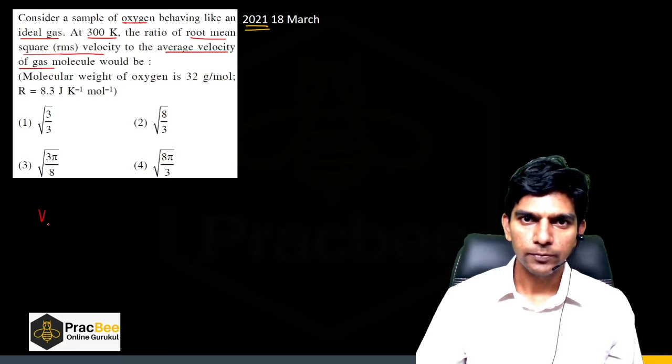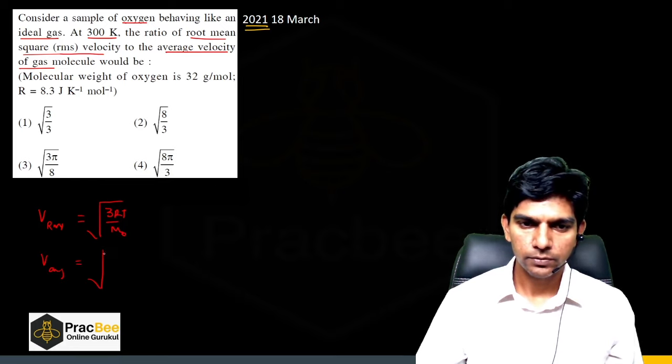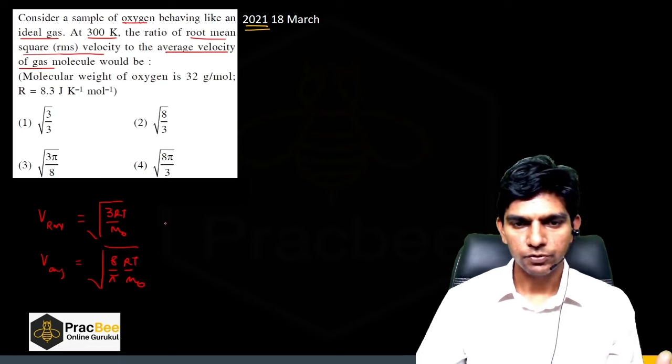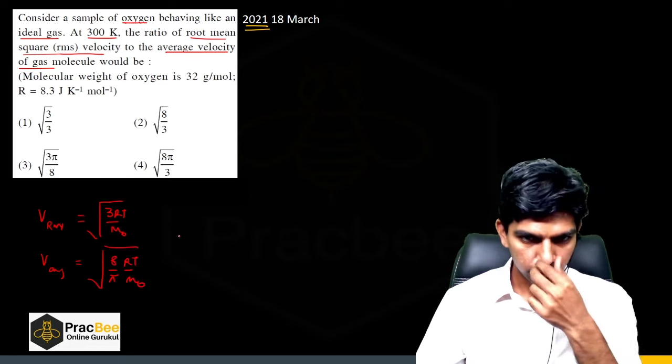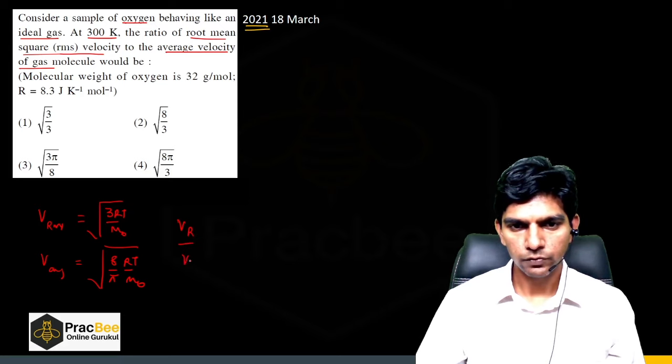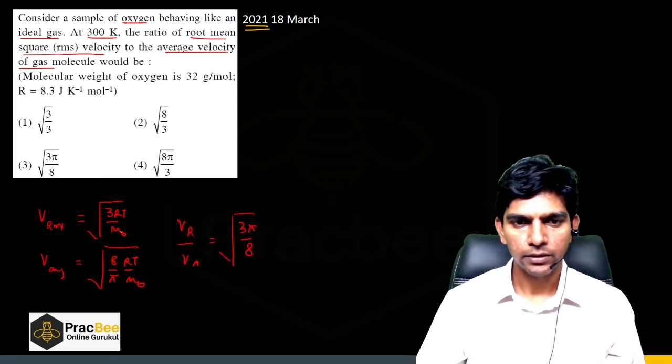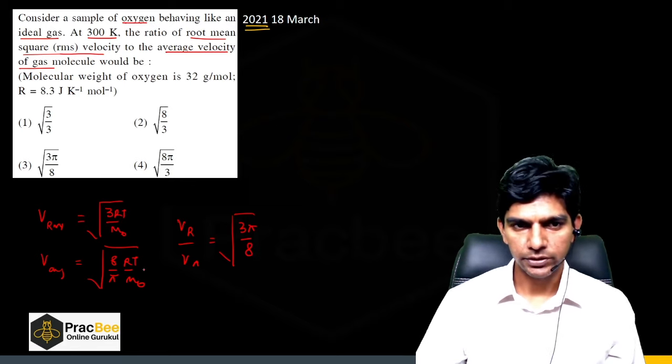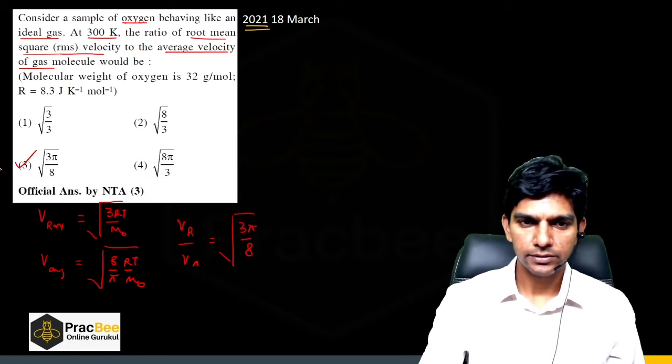Because we know that root mean squared speed is root of 3RT by M naught, and the average speed is root of 8 by pi RT by M naught. Now if you take the ratio, it comes out to be V_RMS upon V average will be root of 3 pi by 8, because RT by M naught will get eliminated. So option 3 is the right answer.